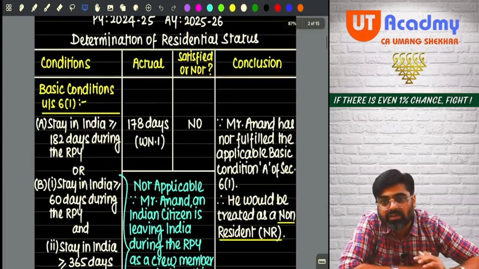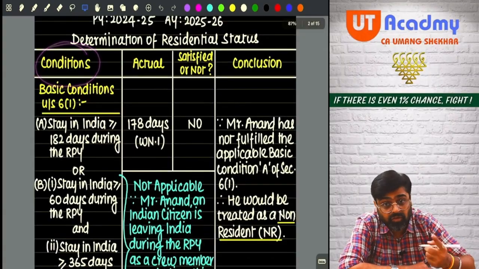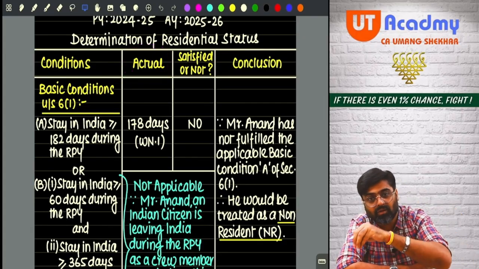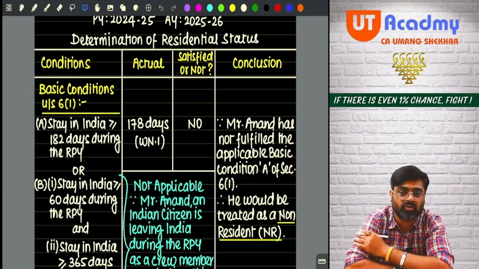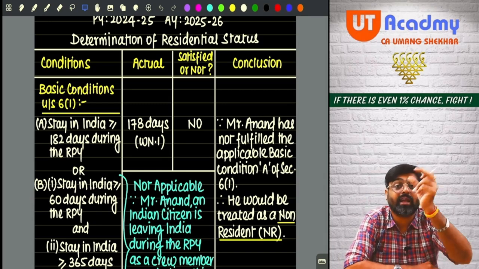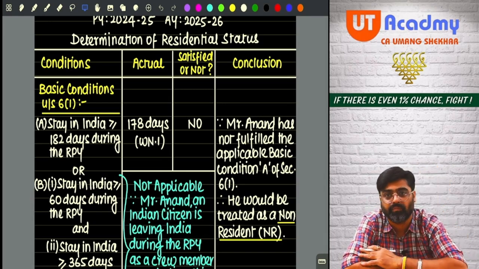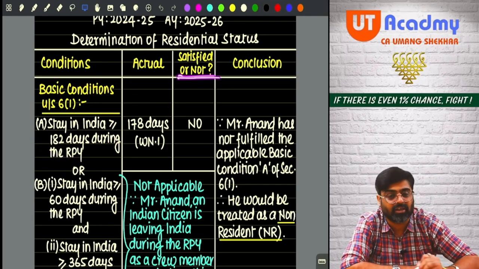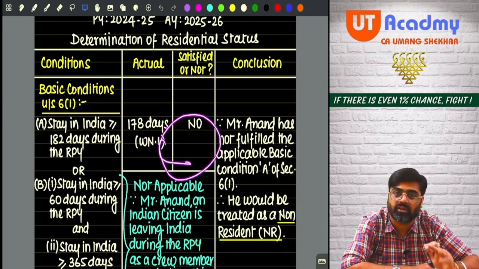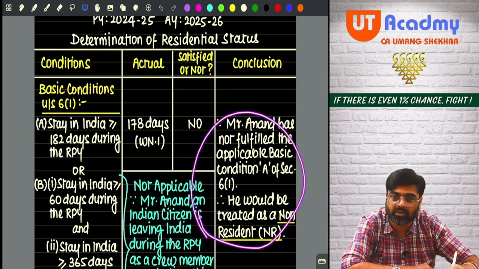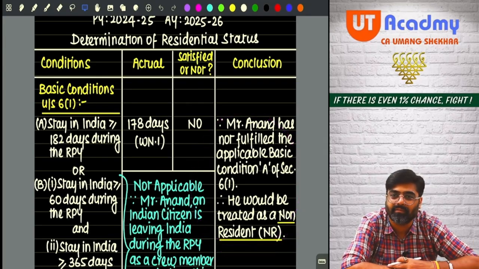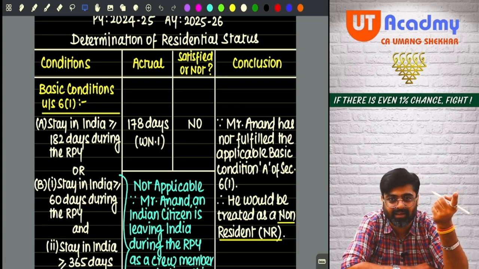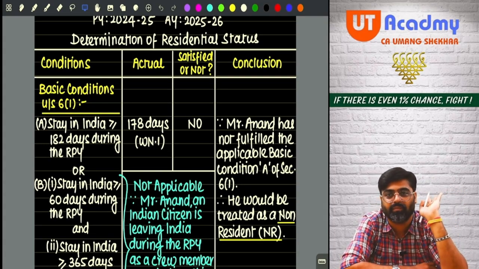Now wait. First column you will make to write conditions. Second column you will make to write actual. This is the condition which says that 182 days stay should be there. What is the actual stay? That actual figure you will write in the second column. Now you will compare the condition with actual and say whether the condition is satisfied or not. If satisfied, write down yes. If not satisfied, write down no. And then in the last column you will give your conclusion. Very easy. Now see the solution given there and check the solution.